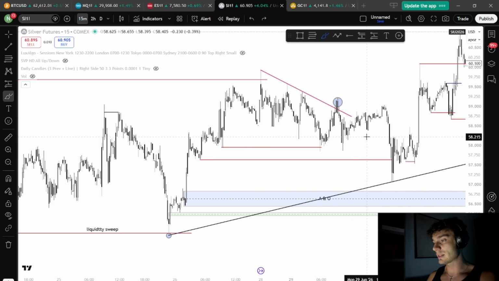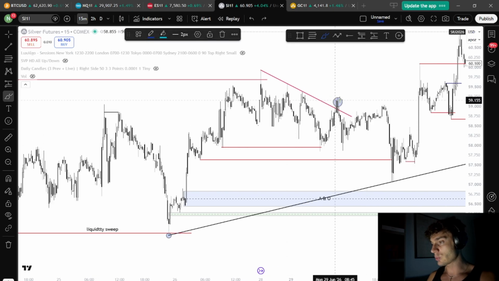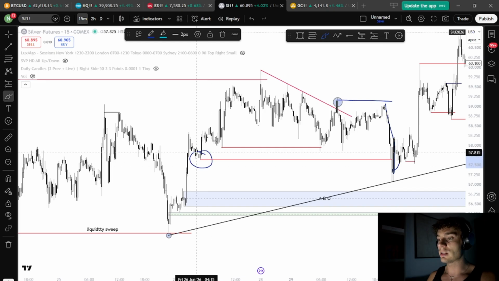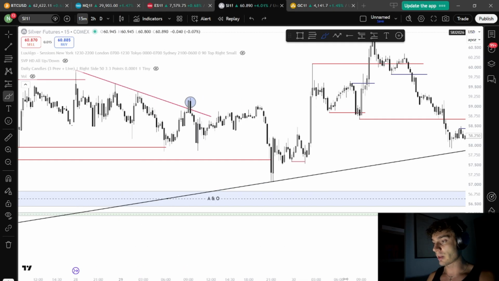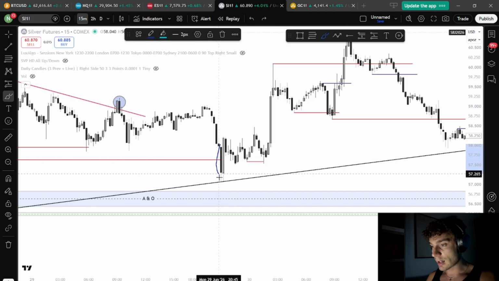And then what happens? After this, we fail to close above. We shoot back down. We sweep this low. Now again, look for the reaction after the liquidity sweep happened. And this is actually a perfect example, because as I said here, we had a candle close. And what happened? The next candle shot back to the range.